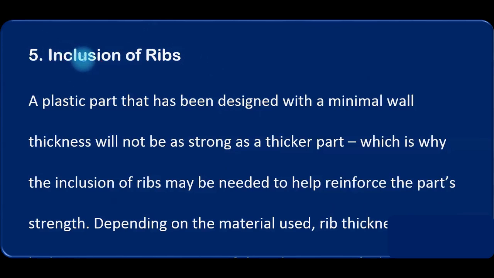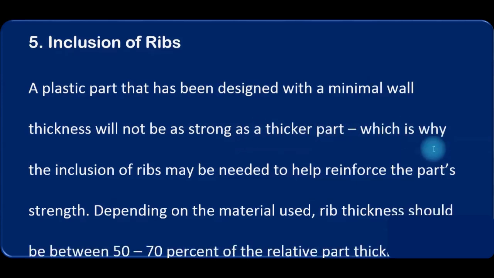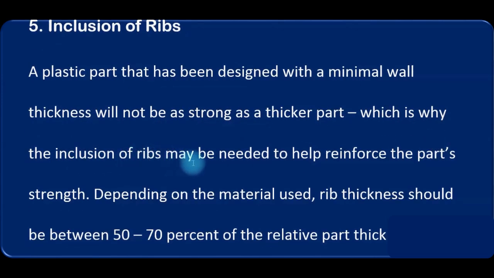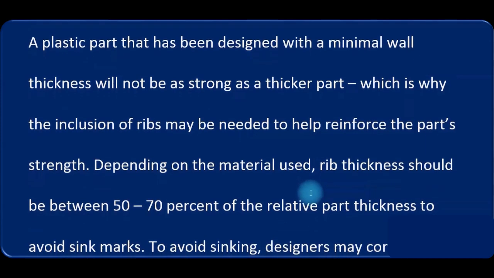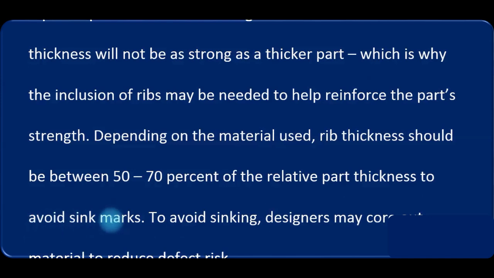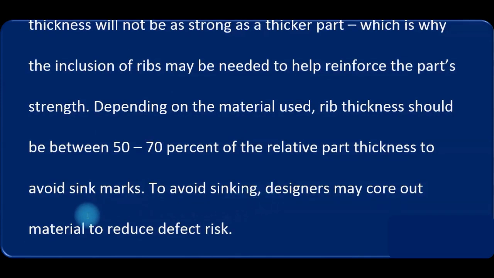A plastic part designed with a minimal wall thickness will not be as strong as a thicker part, which is why the inclusion of ribs may be needed to help reinforce the part's strength. Depending on the material used, rib thickness should be between 50 to 70% of the relative part thickness to avoid sink marks. To avoid sinking, designers may core out material to reduce the defect risk.